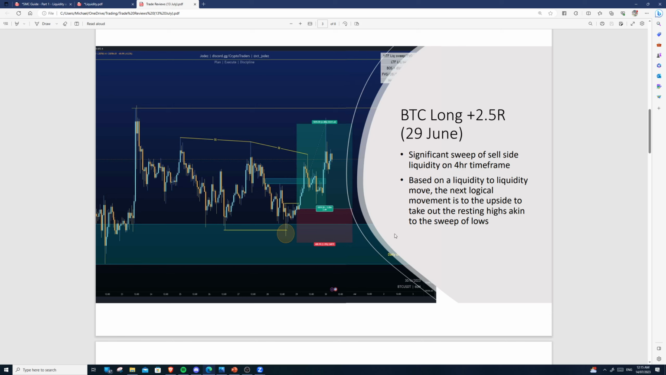So looking at the next trade, it's the Bitcoin long 29th of June, and it's a pretty simple setup of sweeping a low from the 4-hour time frame, followed by a 15-minute break of structure, and resting liquidity above as our next target.